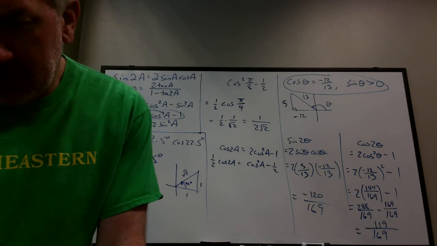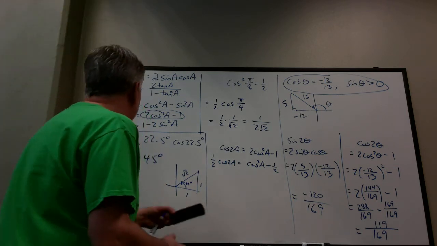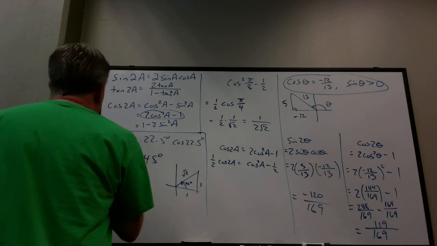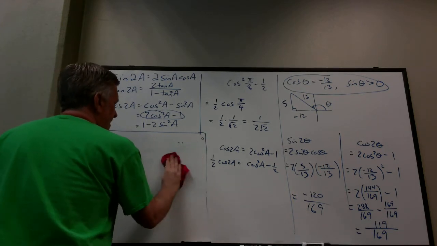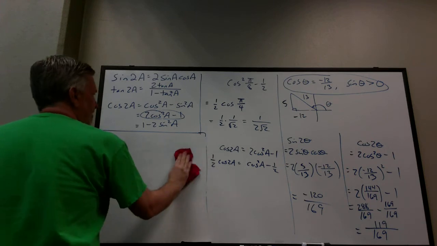Okay, the next 2 examples are identities we want to prove.